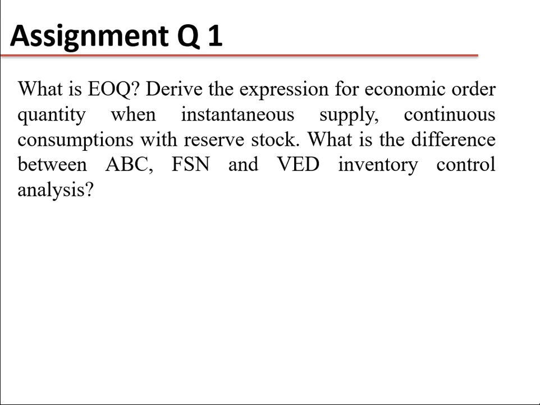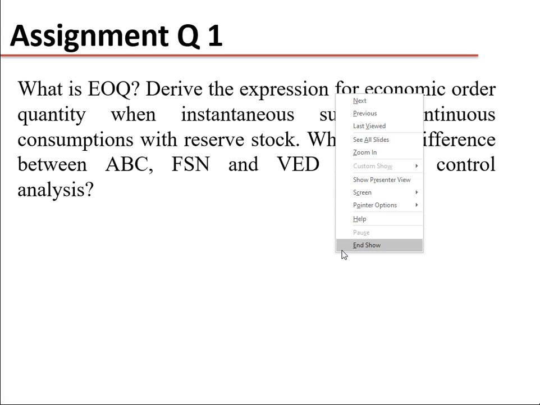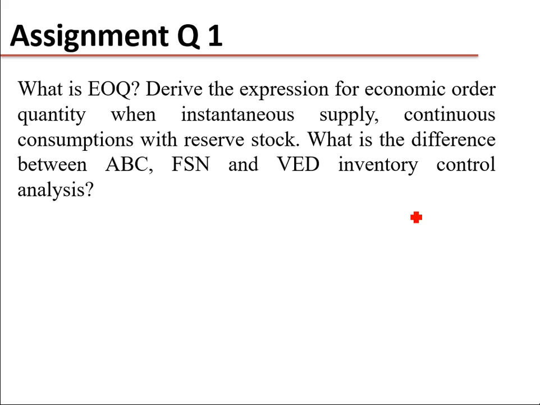The very first question is: what is EOQ, and write the expression for economic order quantity when there is instantaneous supply and continuous consumption with reserve stock. This is the important part, where we discuss the reserve stock. And what is the difference between the inventory control techniques ABC, FSN, and VED?